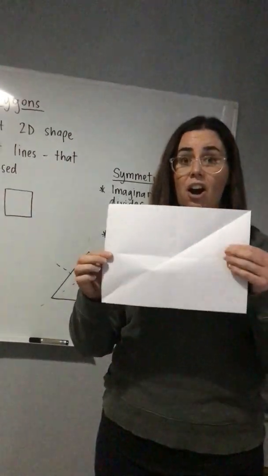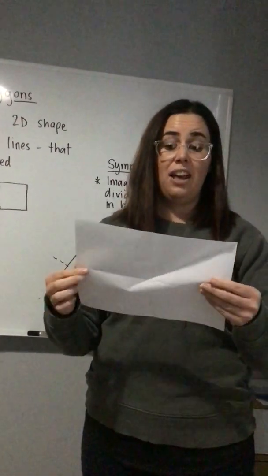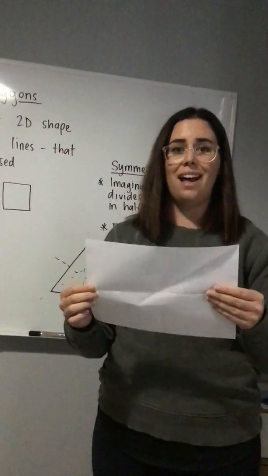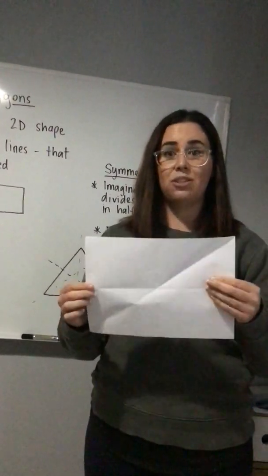I think you might like to try this with a square. So measure out a square using a ruler and cut it out and see how many lines of symmetry a square has.